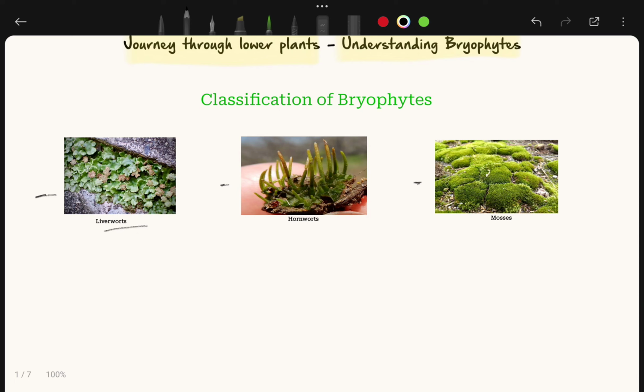Now we have also discussed in the last video that bryophytes are divided into three groups, right? Liverworts, hornworts, and then mosses, right? So today we will study how each of these groups are classified. So we'll study the classification of bryophytes today.